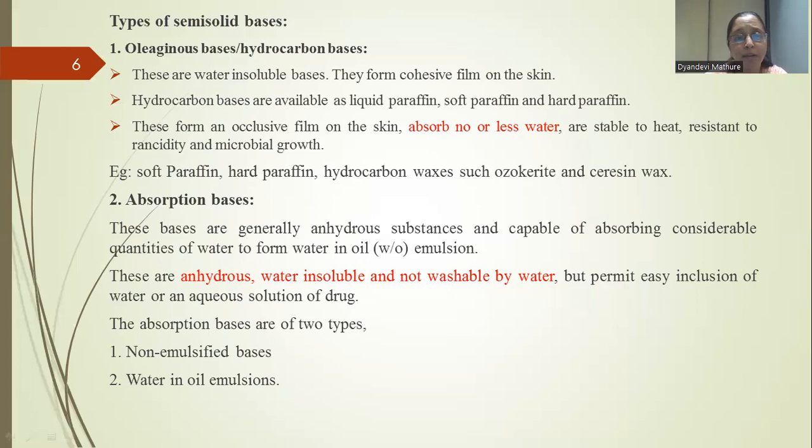The second type of base is absorption base. These bases are generally anhydrous substances and capable of absorbing considerable quantities of water to form W/O type of emulsion. The name absorption base itself indicates absorption, meaning they will absorb some amount of water, and by absorption of water they will be responsible for formation of W/O type of emulsion.